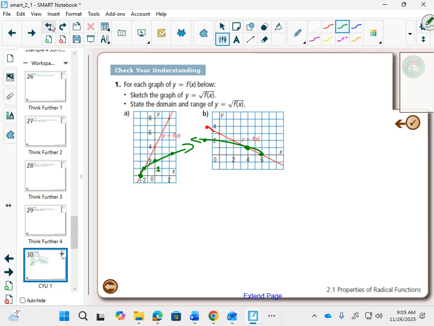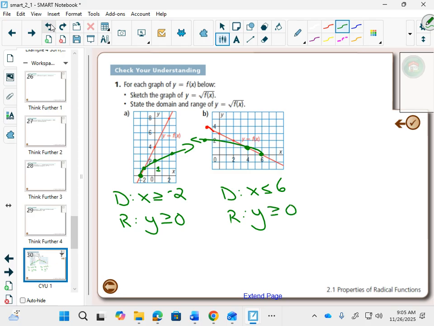Now for both of these, they want us to do domain and range. So there's the domain and range for both of those. And you can circle question number 5.